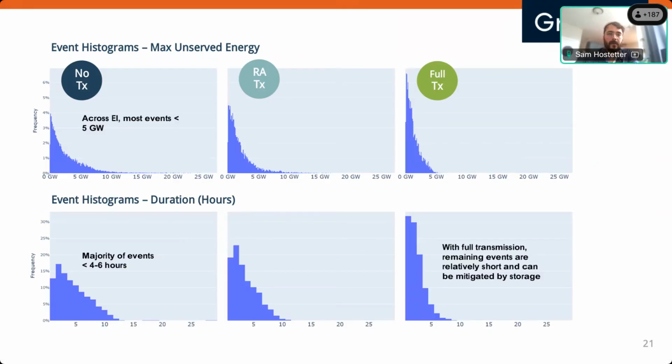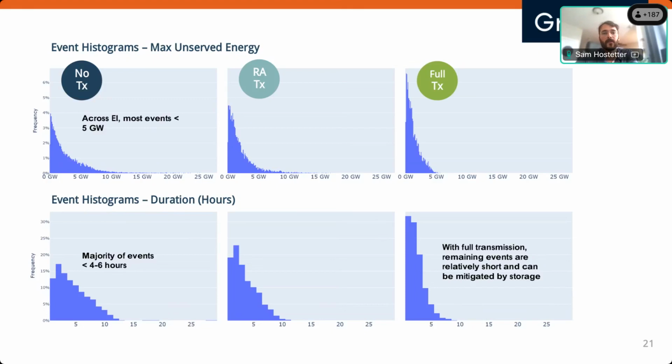Here are some more statistics about the events we calculated across the system. Across the Eastern Interconnect and across all three scenarios, we see most events coming in at less than 5 gigawatts in maximum unserved energy in an hour. And as you go from left to right and increase interregional transmission availability, you see a much smaller magnitude of events. The peak unserved energy is much smaller in most of these events as you increase transmission availability.